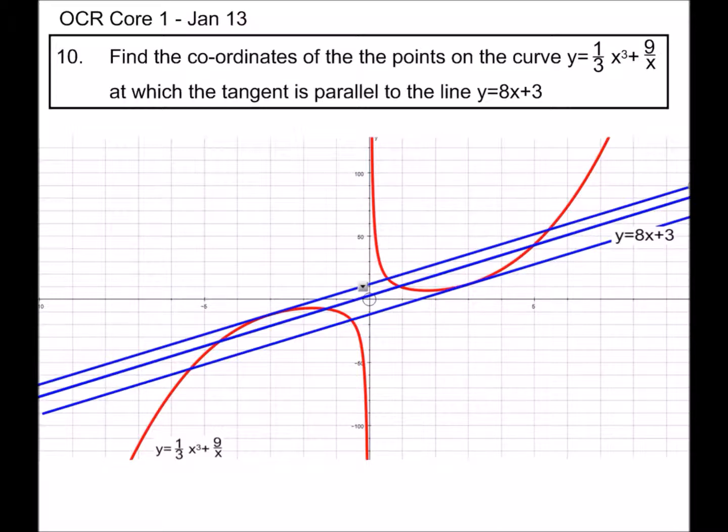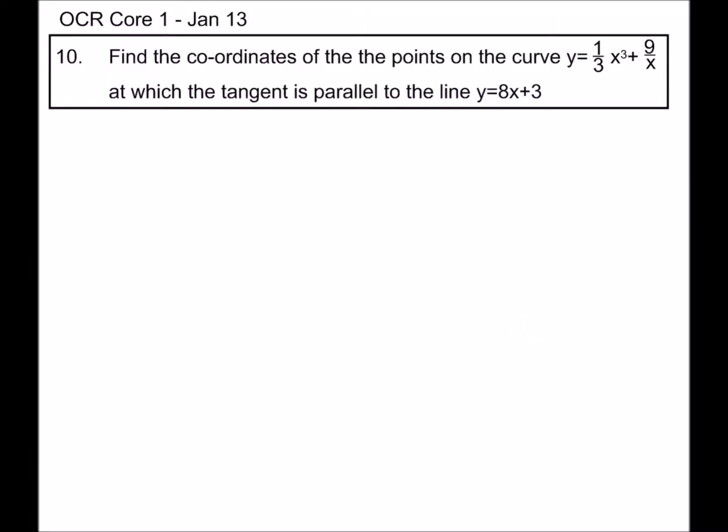So the first thing that we're going to need to do is find the gradient of the original line. We can do that because we know that it's in the form y equals mx plus c, and the m part is going to be our gradient, so we can see that the gradient is going to be equal to 8. So now we know what the gradient is, we need to find where the gradient on our curve is also 8.